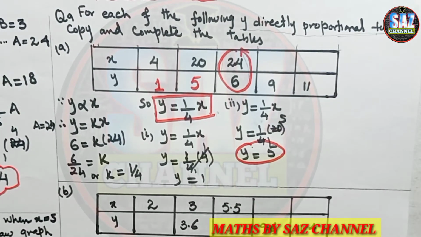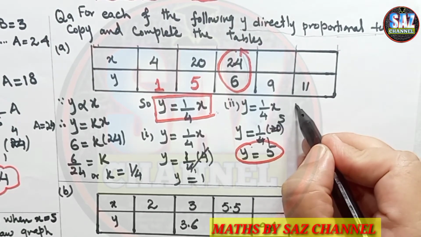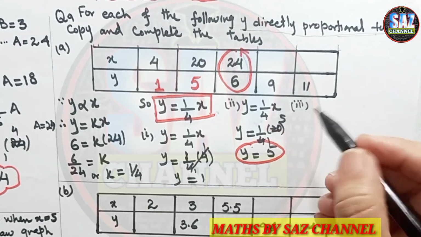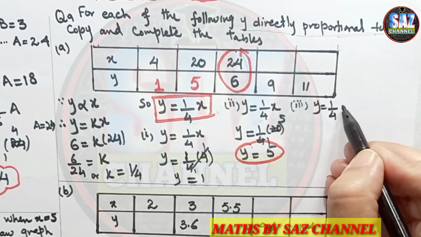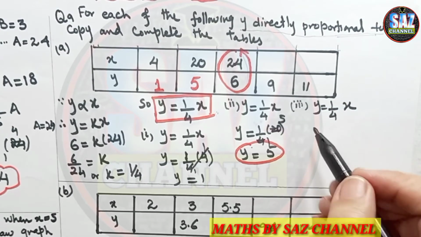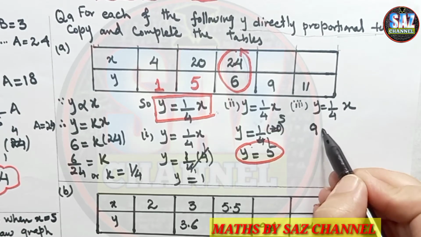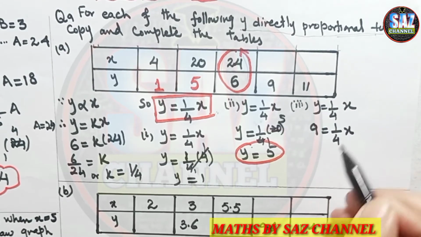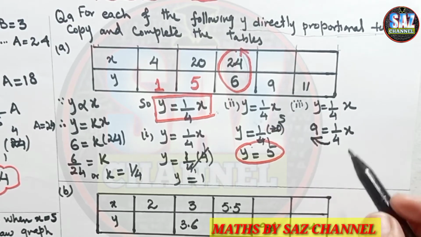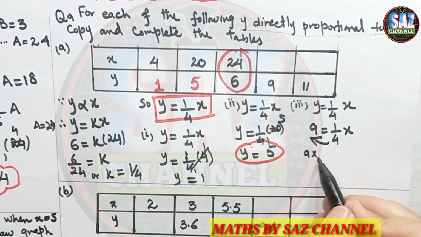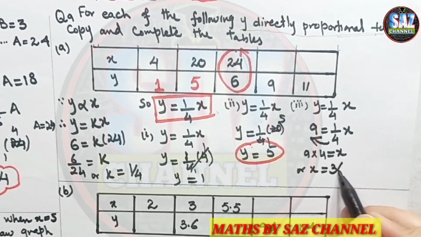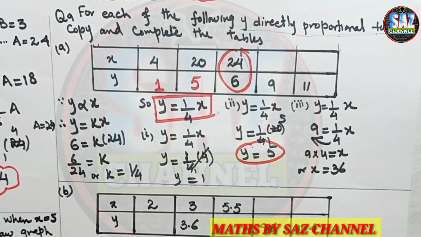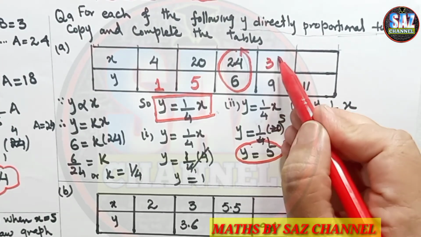Now coming to the third and fourth unknown. Here again, at the third place, we are given the value of Y and we have to find the value of X. Y equals 1 by 4 X and the value of Y is given as 9. 9 equals 1 by 4 X, or in order to get the value of X, shift 4 to the other side. So 9 multiplied by 4 equals X, or X equals 36. X equals 36. So replace the value instead of the unknown.